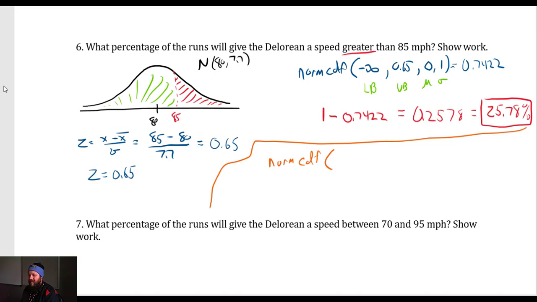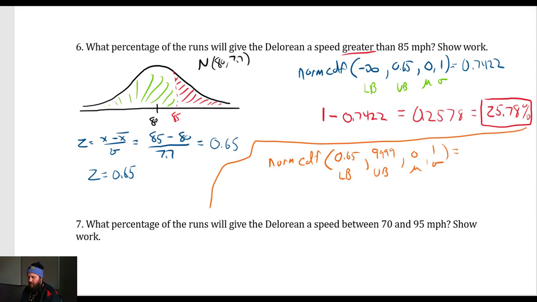So if you want to find a greater than to start out with, with these calculators you would say your lower bound is 0.65. Your upper bound, you don't have to put infinity, you should put a really big number. I'll just put like 4 nines. So that's your upper bound. We're still using z-scores, so we'll do 0 for our mean and 1 for our standard deviation.